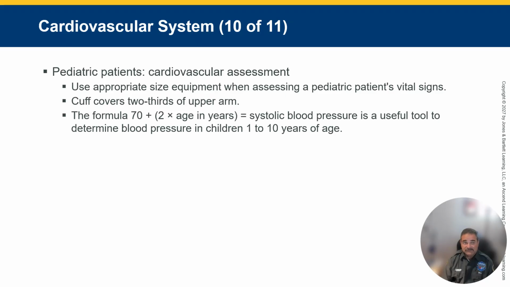Pediatric patients, the cardiovascular assessment, appropriate size equipment. Make sure you have the right size blood pressure cuff. The cuff should only cover 2/3 of the upper arm. That's a test question. Write that down. Circle it, man. Circle it. This one here, man, that's a test question. Formula: 70 plus 2 times the age in years. That's definitely something that you can use as a tool for systolic blood pressure. It's a useful tool in children from 1 year to 10 years of age. And you may see that on a test, so be familiar with it.